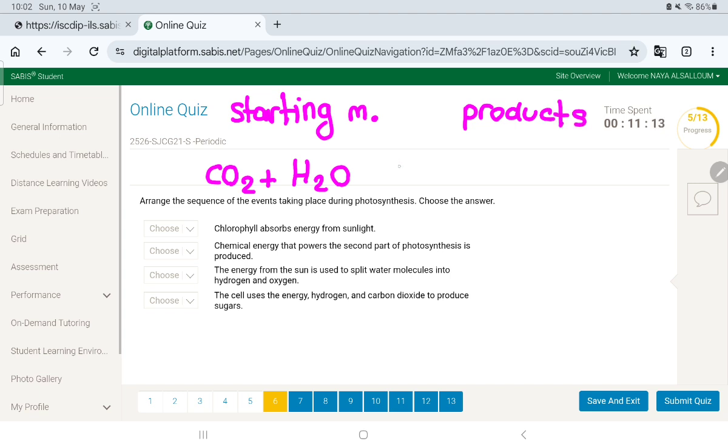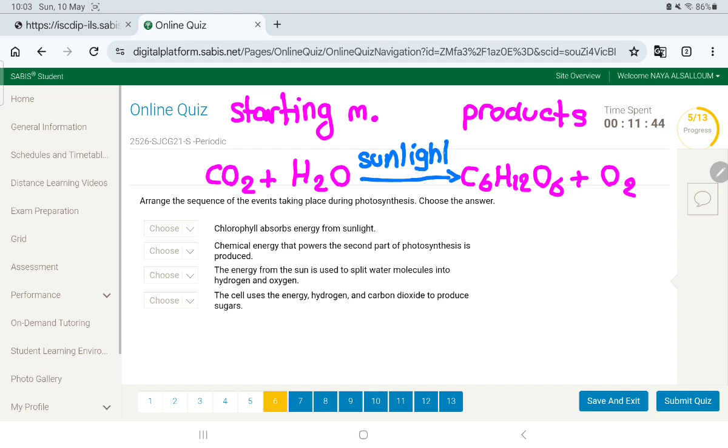So the products, we get glucose, which is a sugar. You need to memorize the chemical formula also, the scientific formula. So sugar is C6H12O6 and oxygen gas. And how do they do this? In the presence of sunlight. This is the formula for photosynthesis.